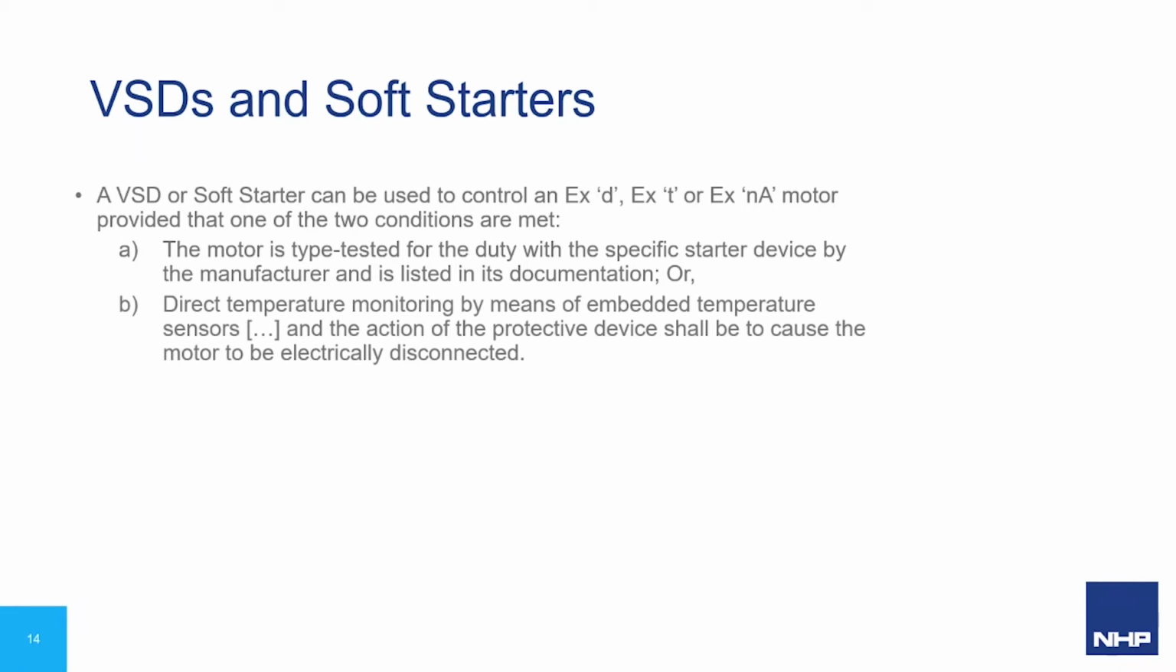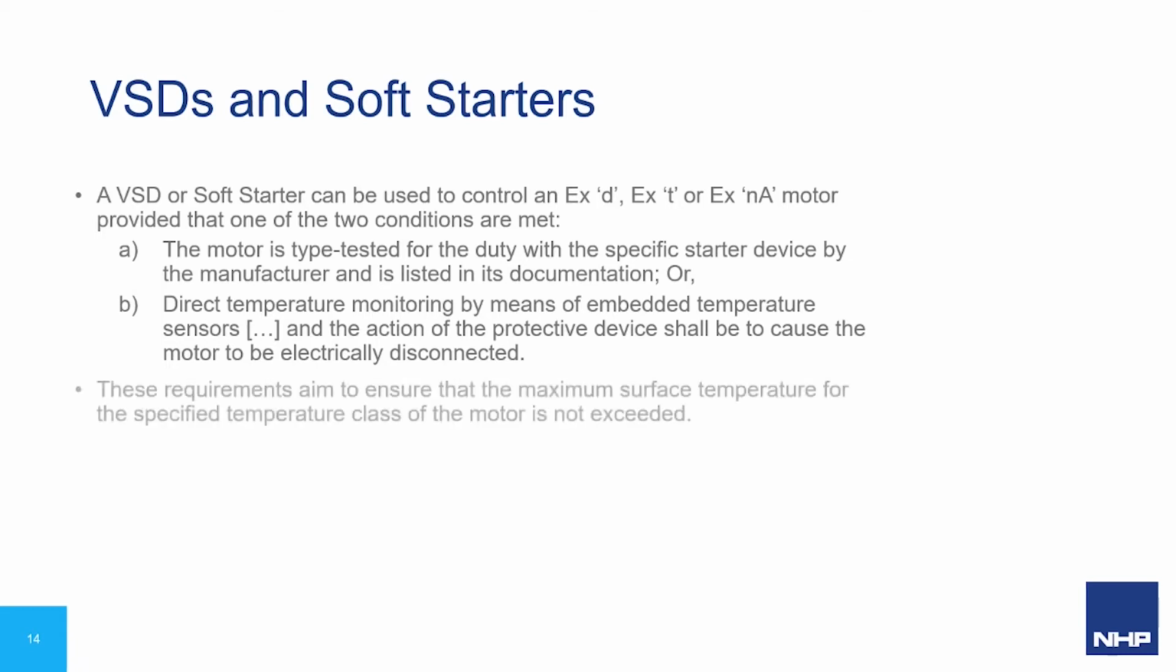The second condition is where type testing has not been done, so direct temperature monitoring by means of embedded temperature sensors is required, with the effectiveness of the temperature control needing to take into account power, speed range, torque, and frequency for the duty required. And finally, the action of the protective device used for the direct temperature monitoring shall be to cause the motor to be electrically disconnected. These requirements aim to ensure that the maximum surface temperature does not exceed the specific temperature class on the motor nameplate, to ensure the motor, as I've been mentioning, does not act as a source of ignition.